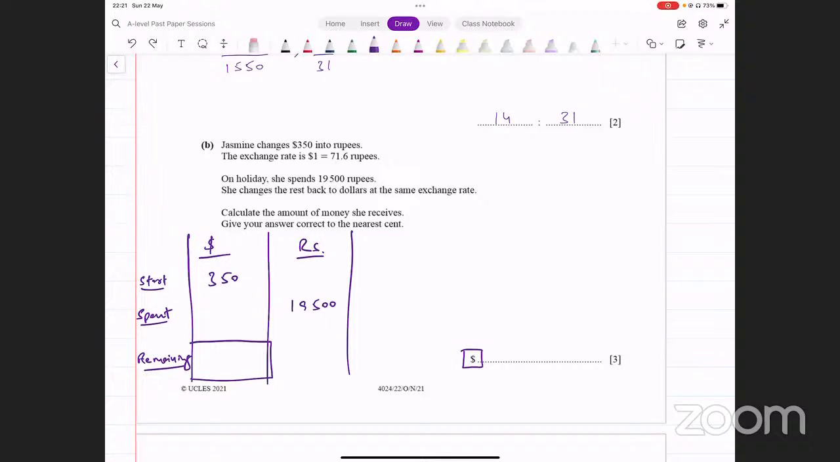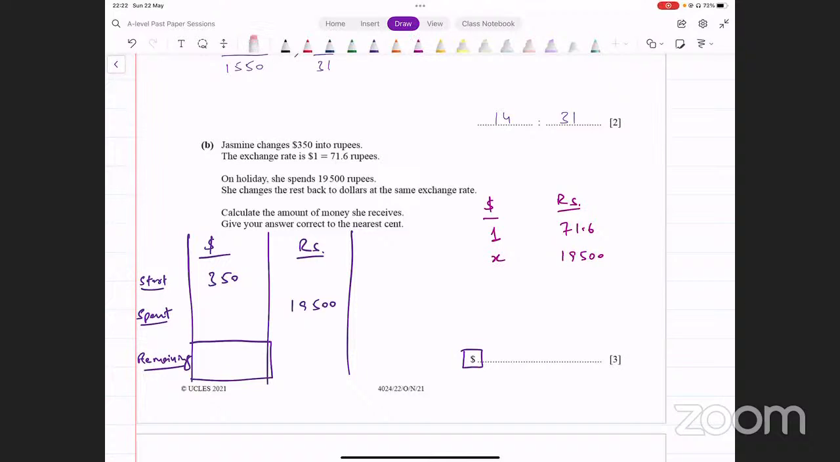19,500 rupees को डॉलर्स में कन्वर्ट कर लेते हैं। अब उसने आपको ये एक्सचेंज रेट दिया हुआ है, डॉलर और 71.6 rupees. $1 corresponds to 71.6 rupees. What we can do is we can just use the ratio method here. हम साइड पे यहाँ पे कर लेते हैं. If $1 corresponds to 71.6 rupees, what is 19,500 rupees going to correspond to? इसको हम x कह लेते हैं यहाँ पे.